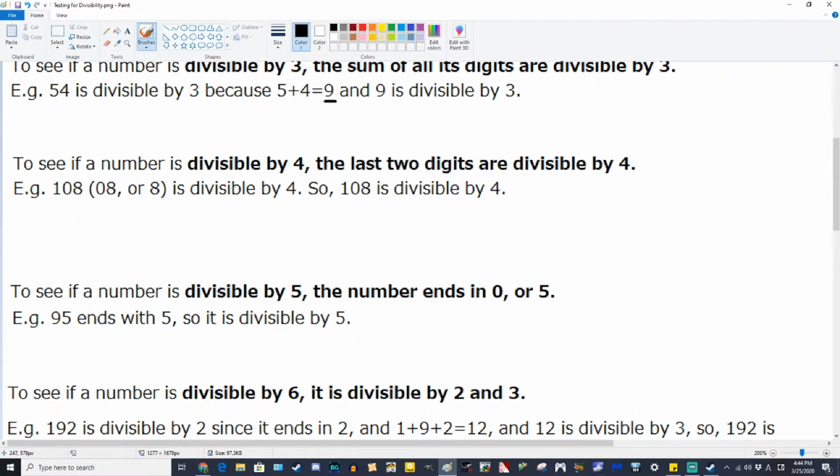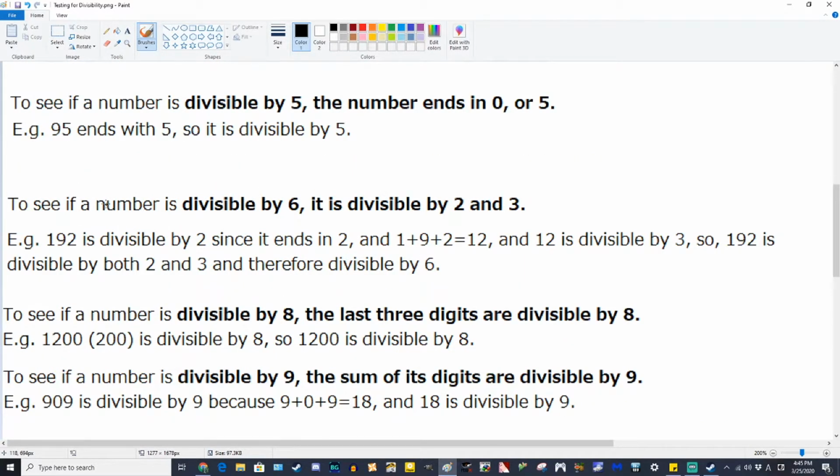This next one's pretty easy. To see if a number is divisible by 5, the number ends in 0 or 5. So, for example, 95 ends with 5, so it is divisible by 5. And 100 is divisible by 5, it ends in 0. So to test to see if a number is divisible by 5, the number has to end in 0 or 5.